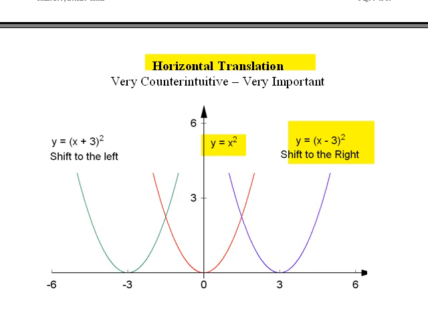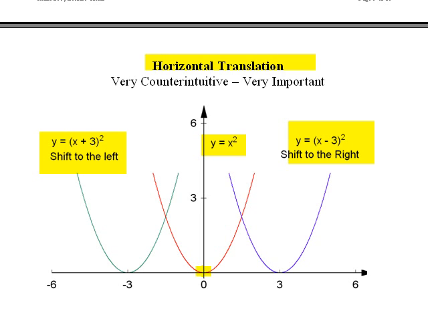You would think you would move to the left. No, you move to the right. If I add 3, now I shift to the left. What is the reason for that? Look again at a point that's pretty easy to identify. That's this 0, 0 point right here at the origin.